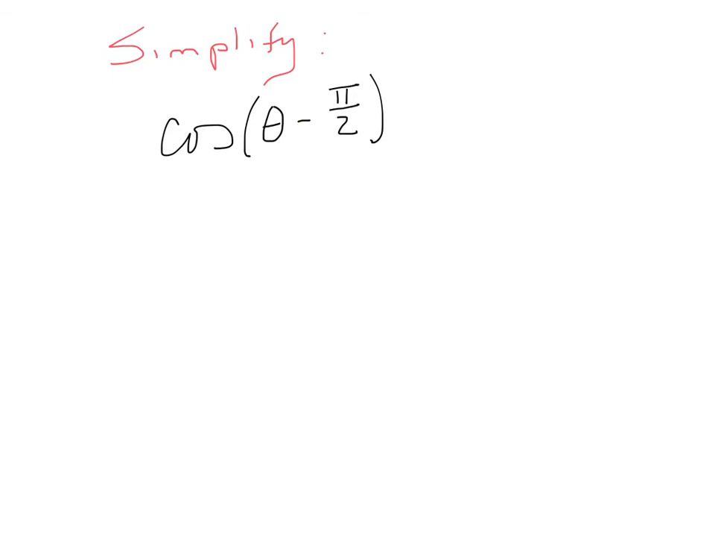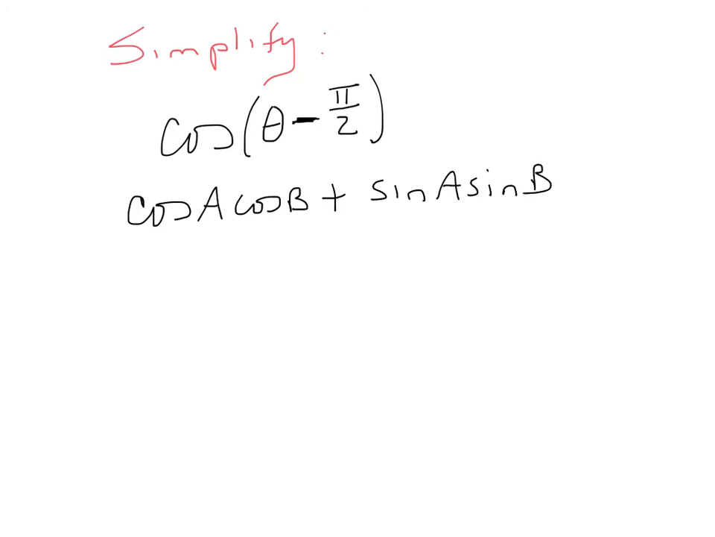But this is the difference of two angles, and that's the key to this. Again, we're not going to just distribute this cosine through this binomial. We already know that doesn't work. So when I go to my reference sheet and pull my conversion formula, the cosine of the difference is cos A cos B, plus, be careful there, sine A sine B. And again, I'm going to use theta for A and 90 for B.